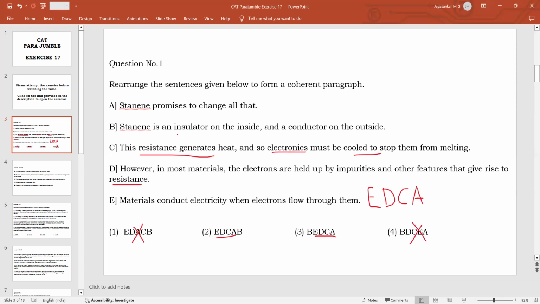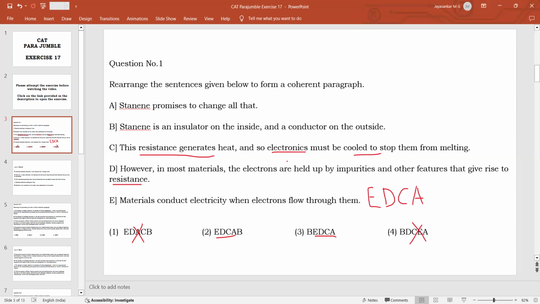Now, where would we put B? Stanene is an insulator on the inside and a conductor on the outside. If you put this here, what is this scientist telling? It says that stanene is an insulator on the inside and a conductor on the outside. Then we talk about the problems of electricity conductivity and how electronics must be cooled. Then stanene promises to change all that. So that is not going to be very effective. Why? Because the sentence is not clear on how stanene is promising to change the problems that happen when materials conduct electricity. Having a conductor on the outside, how it is changing the problem, we do not know.